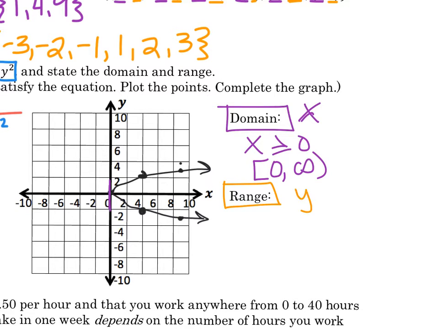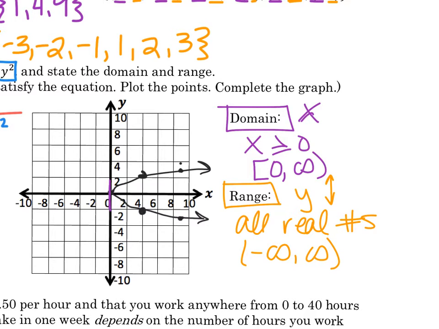Range is the y values, so this is the lowest value to the highest value. If I keep drawing this graph out and keep zooming out, it's going to continue to go down and down and down. So it's going to go from negative infinity, because it's just going to keep going down, to positive infinity, because it's still going to keep going up. So my range is all real numbers, or negative infinity to positive infinity.